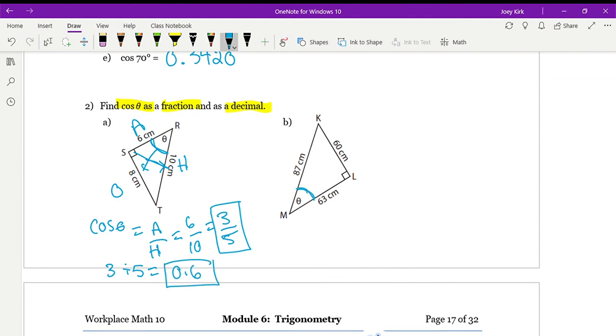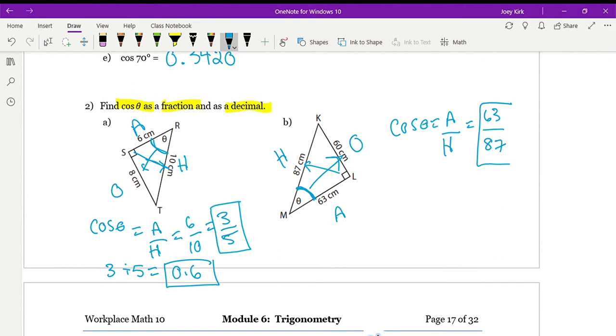Again, on here, angle of interest, label our triangle: opposite, hypotenuse, adjacent. I know the ratio of cos of our angle is going to be equal to the adjacent over the hypotenuse, which in this case is 63 over 87. I cannot reduce that fraction, but I can change it into a decimal, which is 0.7241. All right, so now we've gotten through SOH, CAH, and TOA.